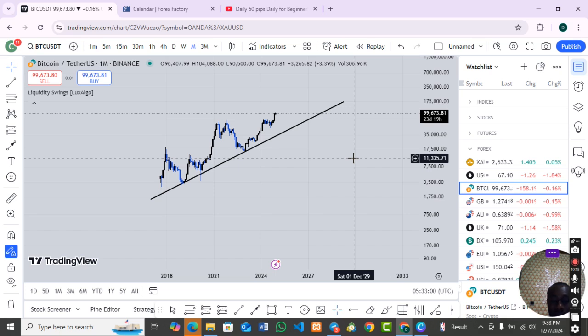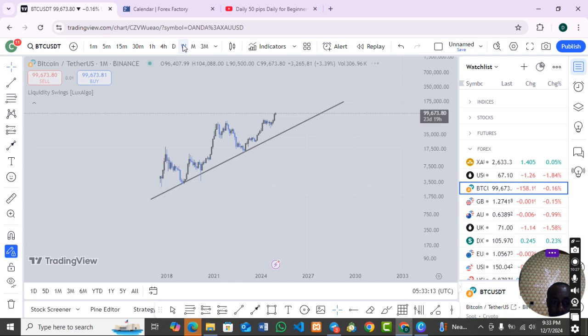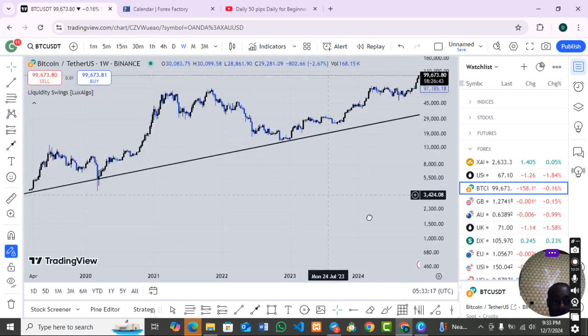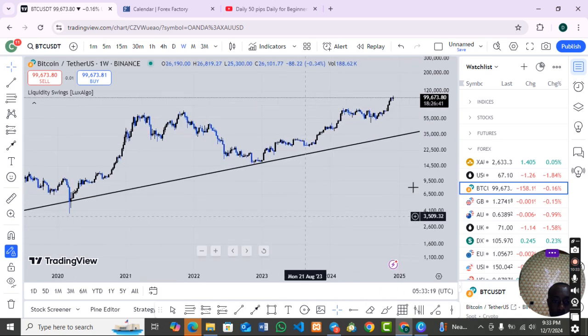If it was in a downtrend, we are going to take advantage of the sell side as well. But before we take a buy, we must wait for buy side liquidity to be swept before we take the buy. So now let's move to the weekly time frame. When we scale down to the weekly time frame, that is the whole overview of Bitcoin.